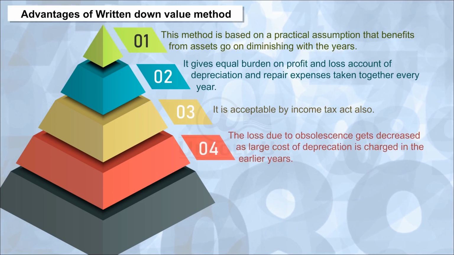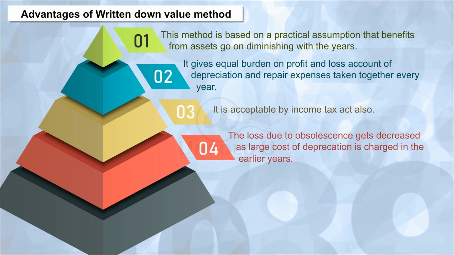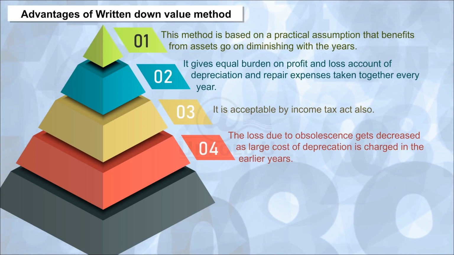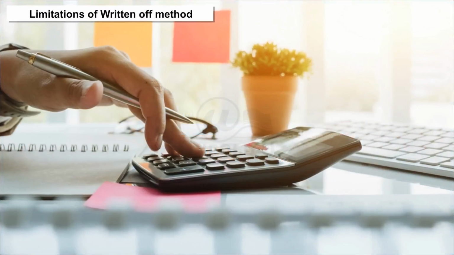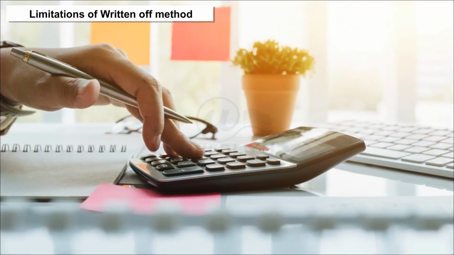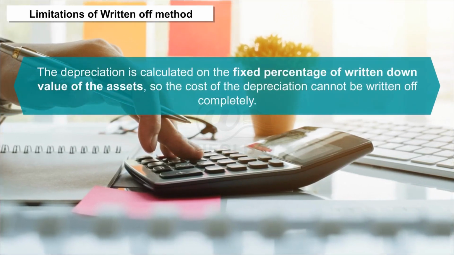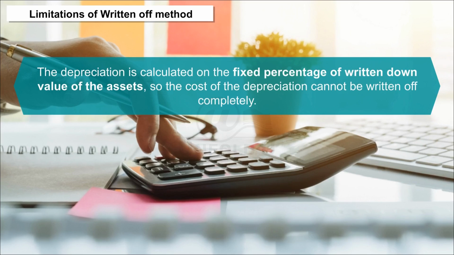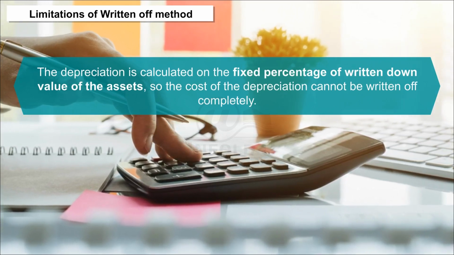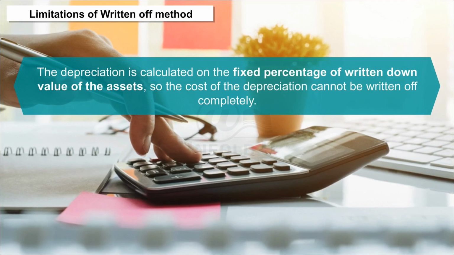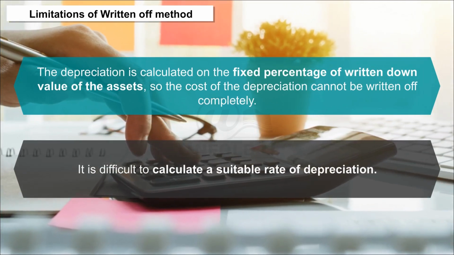The loss due to obsolescence gets decreased as large cost of depreciation is charged in the earlier years. Most suitable for fixed assets. Limitations of written down value method. This method has the following limitations. As in this method, the depreciation is calculated on the fixed percentage of written down value of the assets, the cost of the depreciation cannot be written off completely. It is difficult to calculate a suitable rate of depreciation.